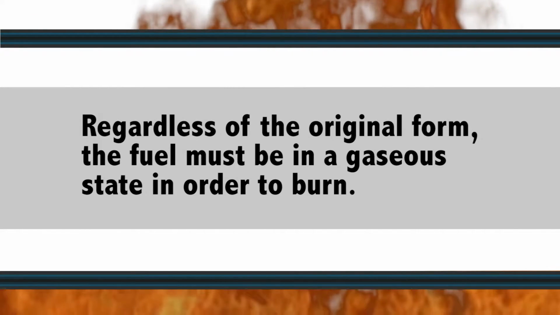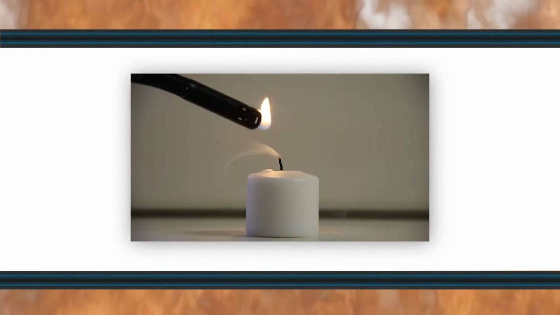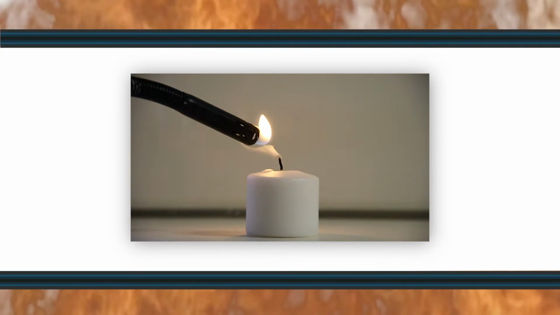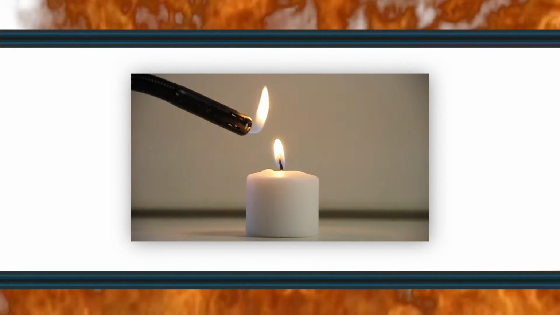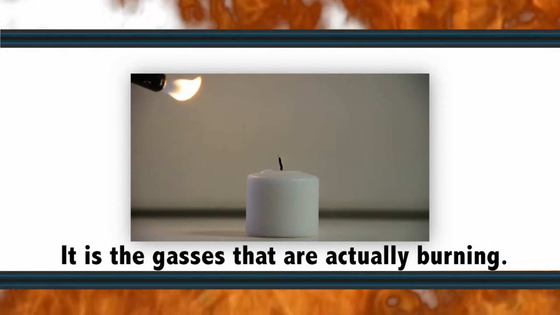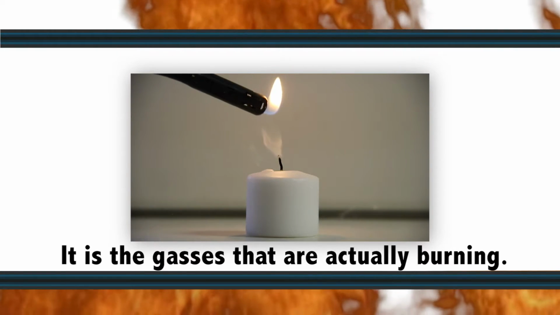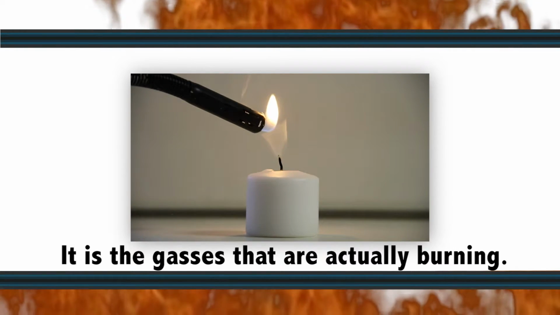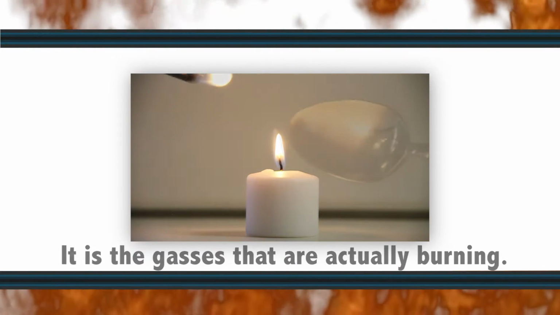To illustrate this, let's look at a candle. If we take a candle and blow it out, we'll see the fuel gases rising up from the candle in the form of smoke. When we take a flame and place it near the smoke, it ignites and the flame travels back along the smoke to the wick. It is the gases that are actually burning. We can use the same candle setup to visualize the fuel that is in the gas or the smoke that is rising from the candle wick.